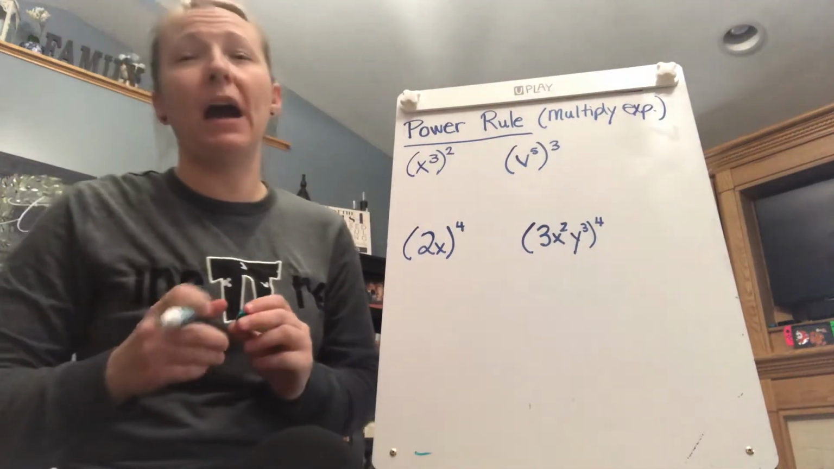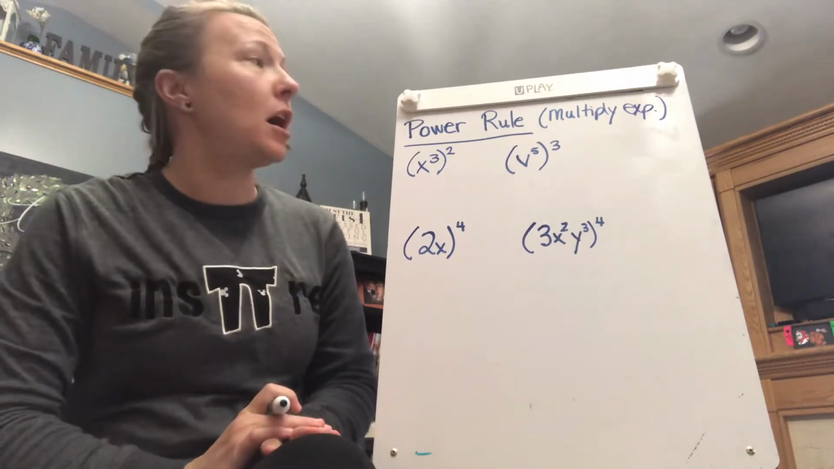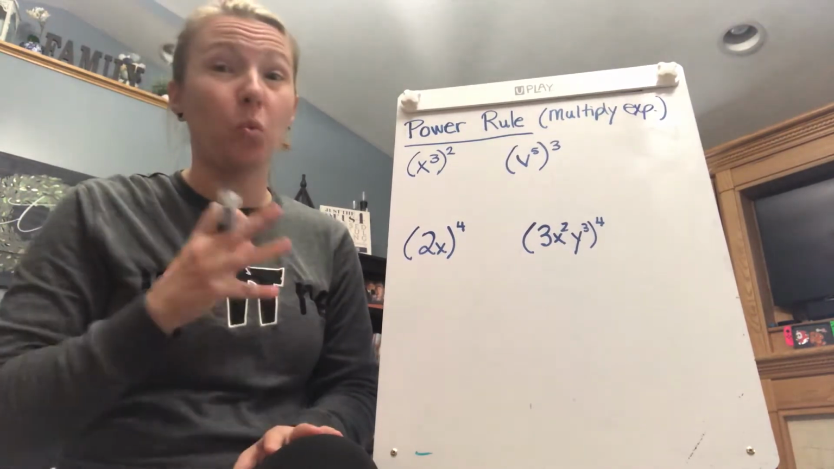The second part is called the power rule, and I'm going to talk a little bit about why it works, and then I'm going to tell you the shortcut. The shortcut is just to multiply exponents, but here's why it works.